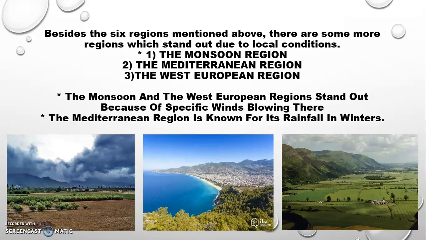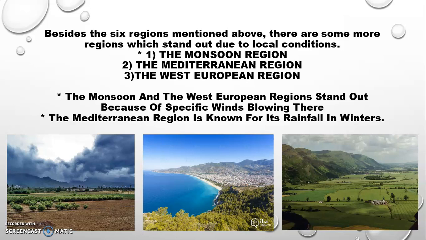Now, the monsoon and the West European region are famous, or stand out, because of the specific winds blowing there. You must have studied in the last chapter regarding the pressure belts, the solar belt, the high belt, the warm wind, the dry wind, right? So these 2 regions, monsoon and West European, stand out for these specific winds, that is the hot winds, the dry or the cool wind.